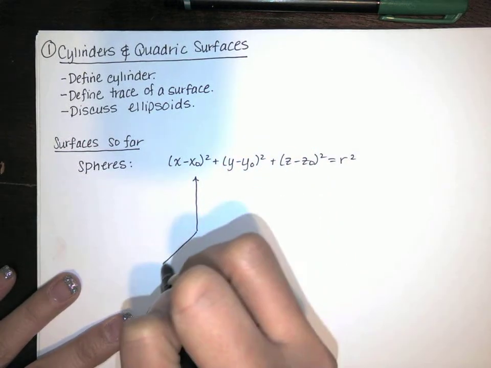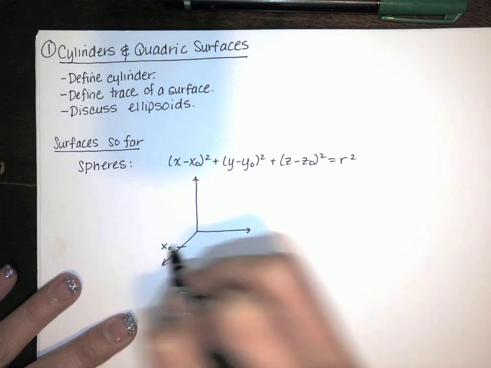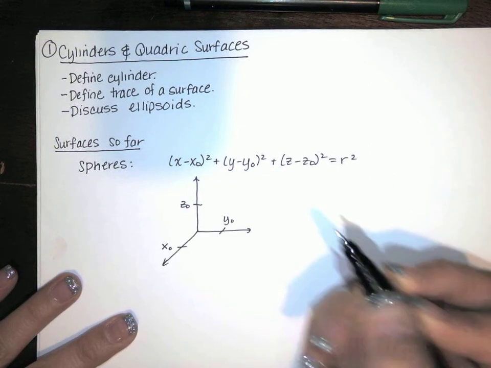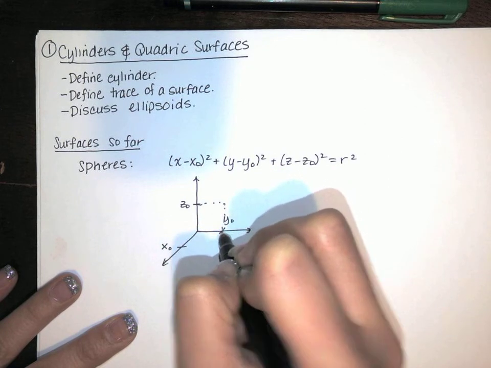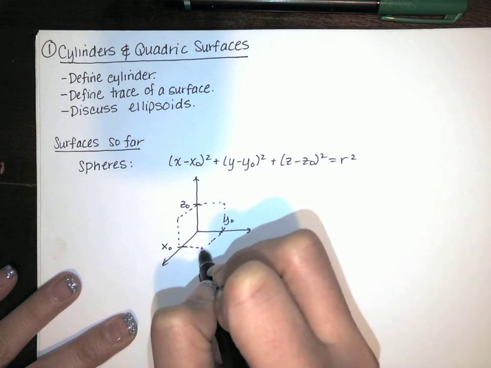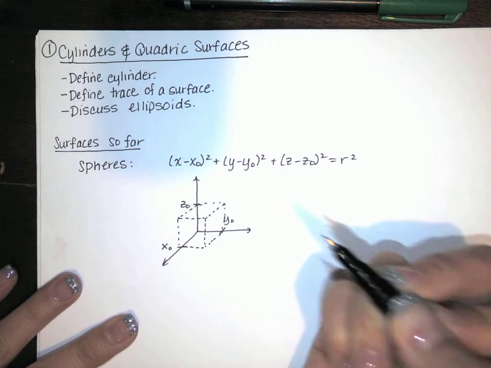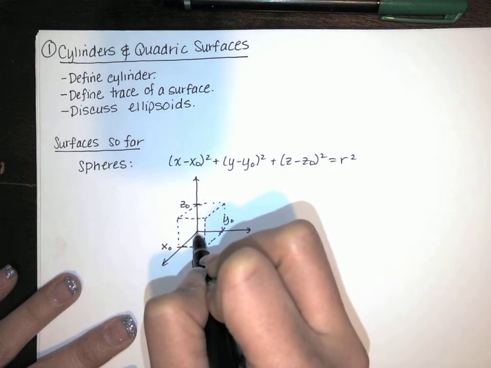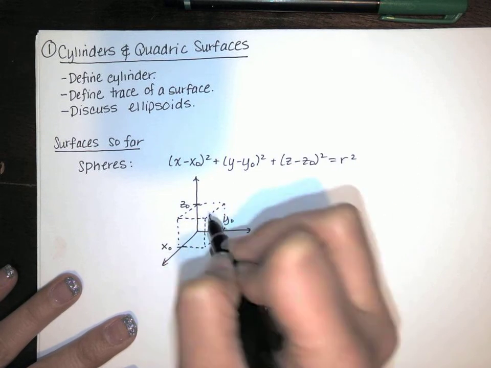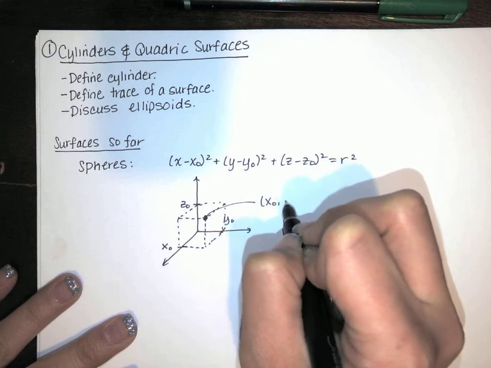So imagine you're in three-dimensional space. Go out to some point x naught, y naught, z naught. Make a little rectangular box to give me some sense of perspective here. So we go x naught units in the x direction, y naught units in the y direction, z naught units in the z direction. So that's our center, x naught, y naught, z naught.